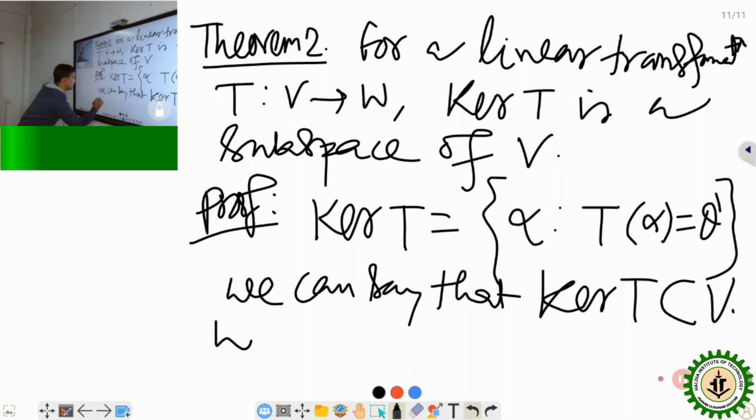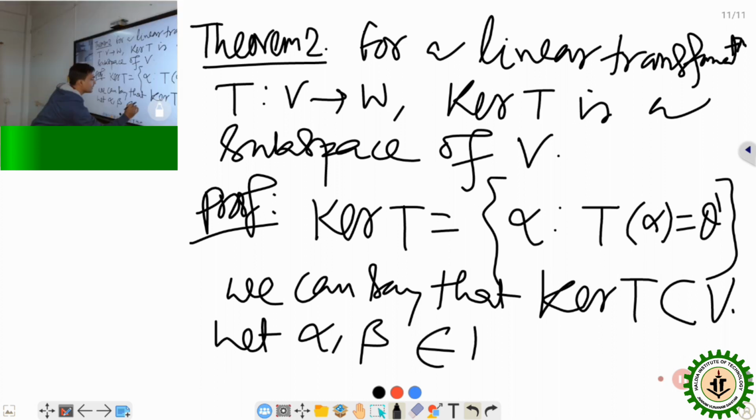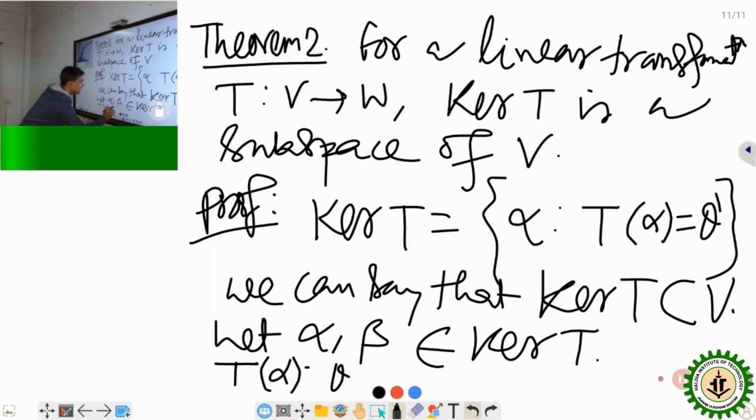So let alpha and beta be two vectors from the kernel T set. If alpha and beta are two vectors from the kernel T set, they will satisfy the condition of the kernel T set. So T of alpha will be theta dash, and similarly T of beta will also be theta dash.